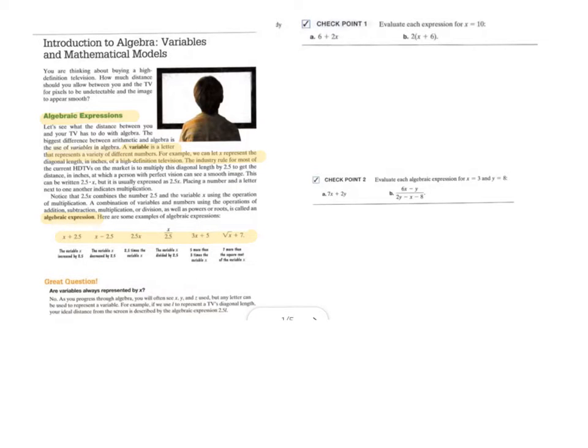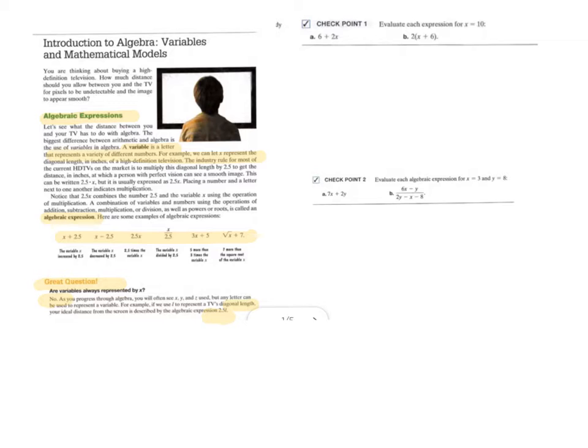Now, the question that we might ask ourselves is, are variables always represented by x? And the answer is no, they're not always represented by x. Sometimes we can use y, z, or any letter at all, as long as we know what that letter stands for. So if we are talking about a length of a TV, we might want to use L, as demonstrated here. So now let's look at problems where we would substitute.